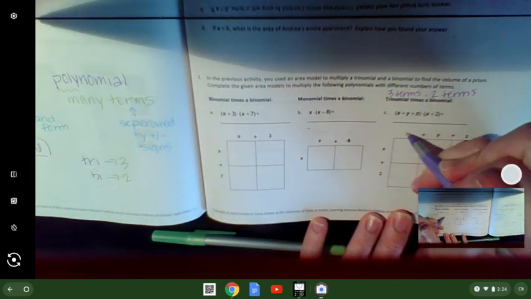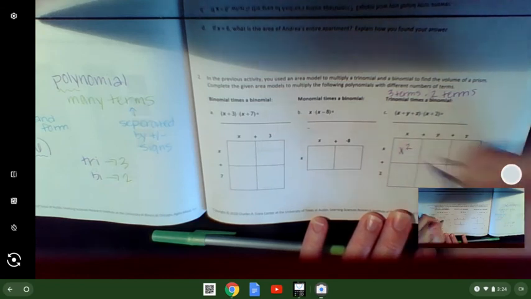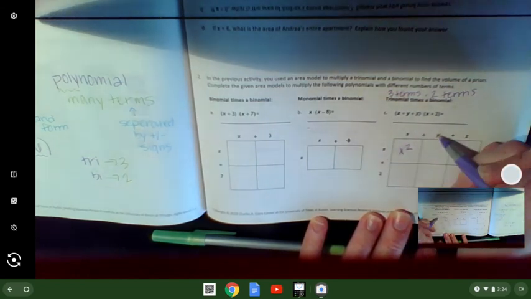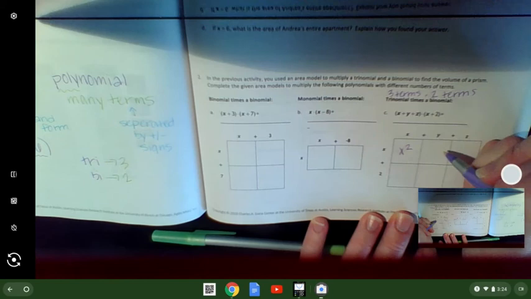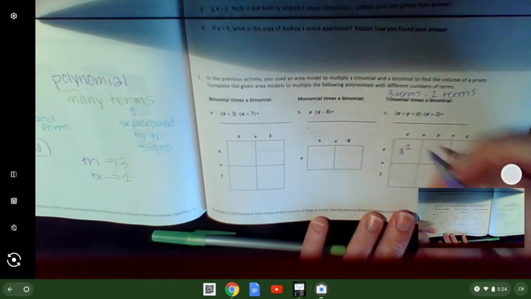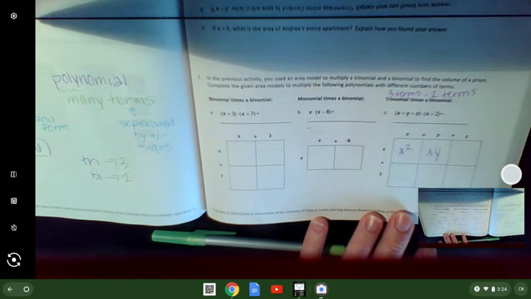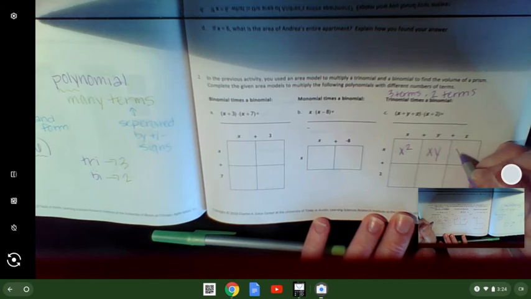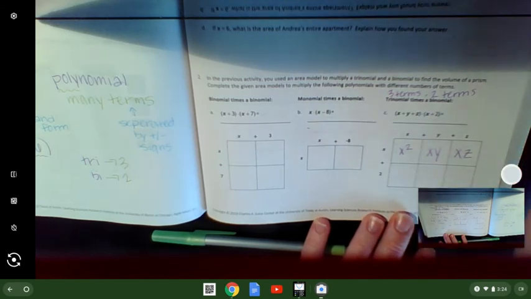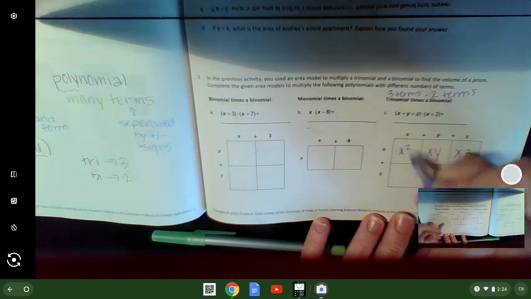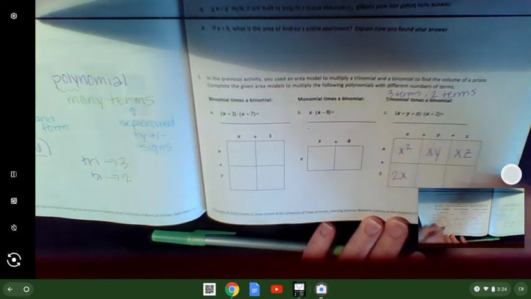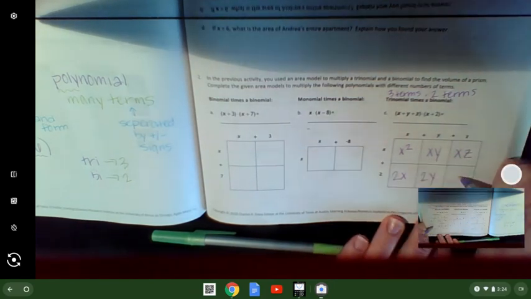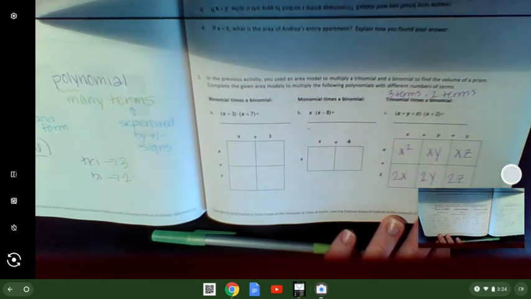So here we go. x times x, x squared. x times y. Well, x and y are not the same variable, so kind of like doing 7 times x or 2 times x, we just write those next to each other. We're going to do the same thing with the xy. I'm just going to write them next to each other. Moving over again, we have x times z. Can't really multiply two separate letters, so I'm going to put them next to each other. I'm going to move to the bottom left. 2 times x is 2x. 2 times y is 2y. And 2 times z is 2z.